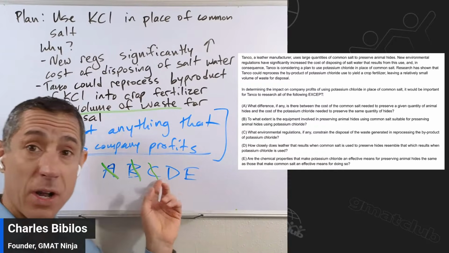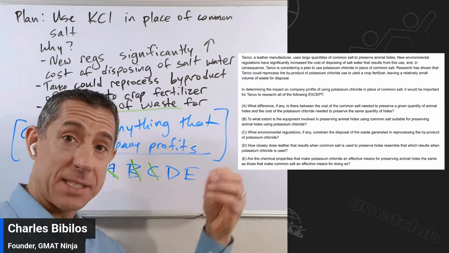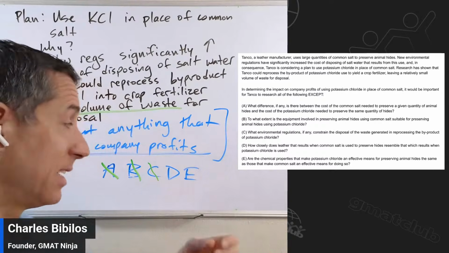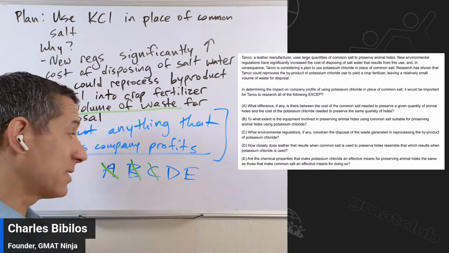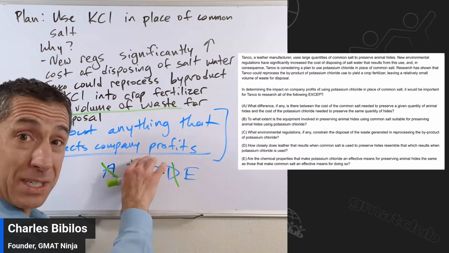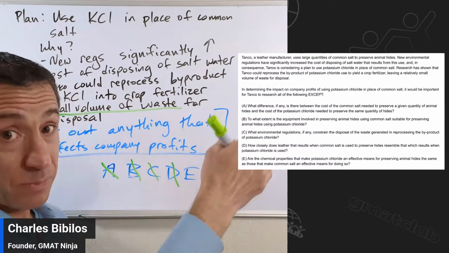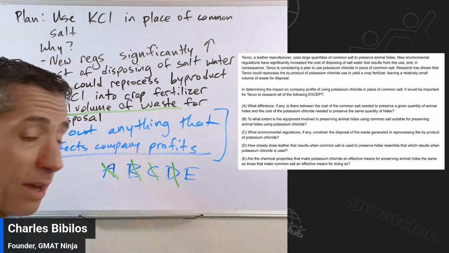I would definitely want to know if my end product is just as good using this new process, because that can affect profits as well. So I'm going to get rid of D because that's definitely important to know. Is my end product still going to be good? I want to know that if I'm concerned about company profits.